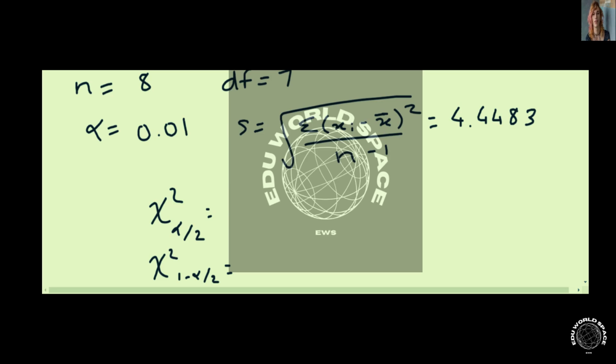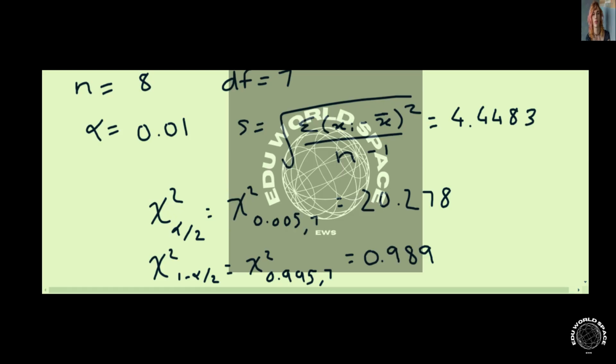Now, the next thing we do is find the two critical values from the chi-square table. The values we find are chi-square alpha by 2 and chi-square 1 minus alpha by 2. In this question, chi-square alpha by 2 would become chi-square 0.005 with degrees of freedom 7. If you check the table, this value comes to 20.278. Chi-square 1 minus alpha by 2 in our case is chi-square 0.995 with degrees of freedom 7. Checking the table, this value is 0.989.